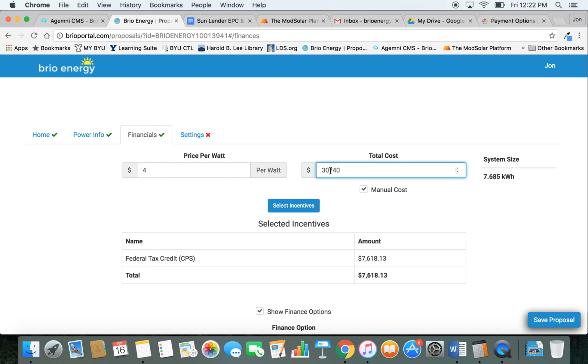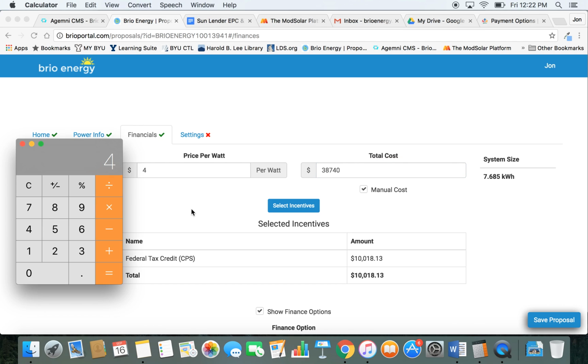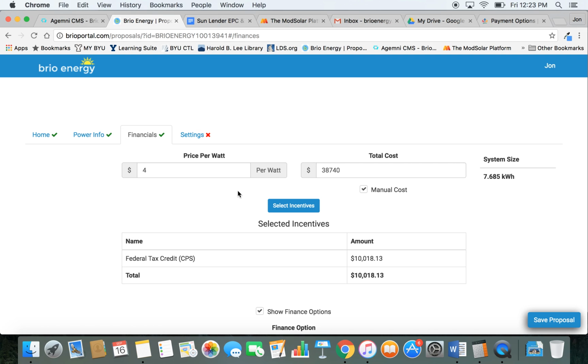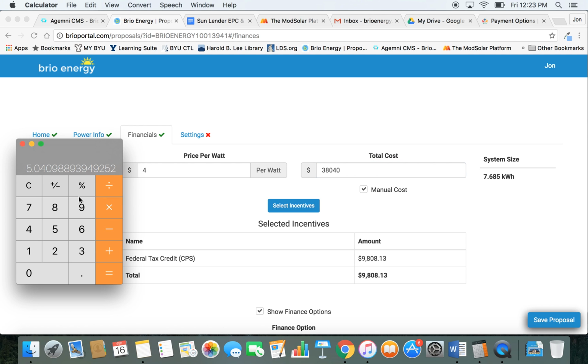I'm going to say that this is going to be $38,740. So I'll take $38,740 and divide that again by that system size times 1,000, which is 7685. And we're at 504, so I did overshoot it. So I'm going to drop this down to, let's try 38,040 even, which means that I did like a $7,300 adder.